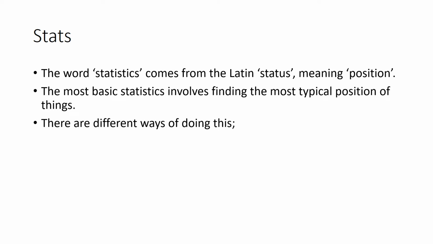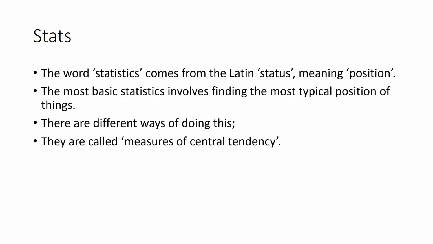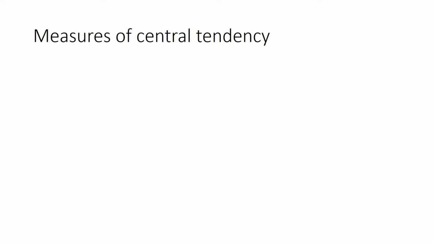There are different ways of doing this. You can imagine three people standing in a line. Which one's the one in the middle? It's the second one, right? But if you were looking at how much money's in their pockets, or what height or weight they are, the middle one could be the guy on the left or the right. It depends how you measure it. So there are different ways to measure central tendency.